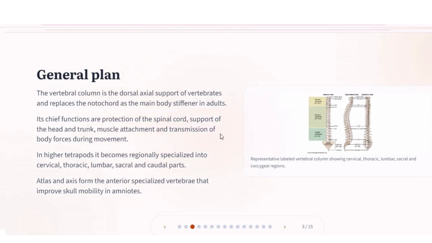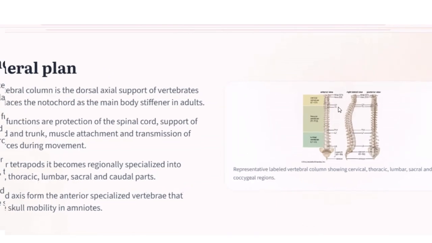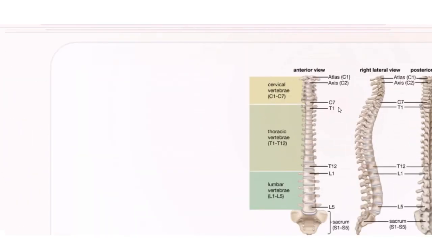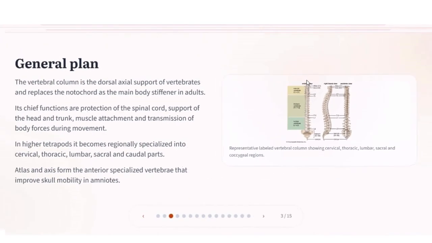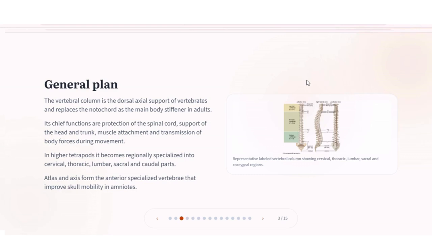Atlas and axis are the anterior-most vertebrae of the cervical region. They help to improve skull mobility in amniotes. Amniotes are those organisms that have amniotic membranes.